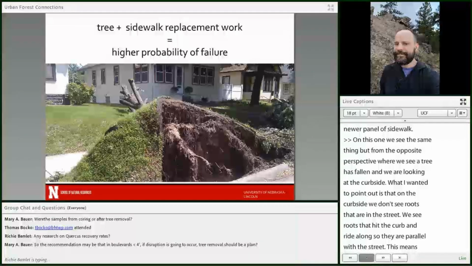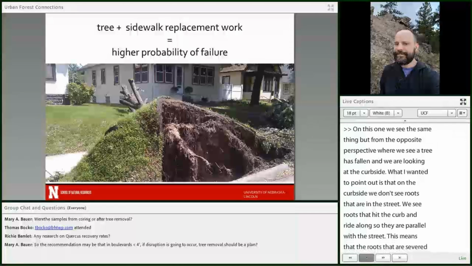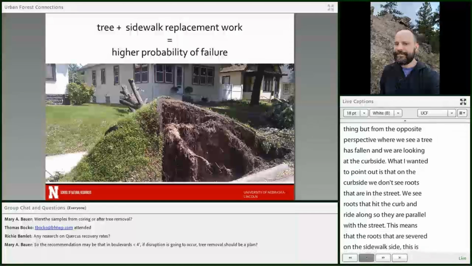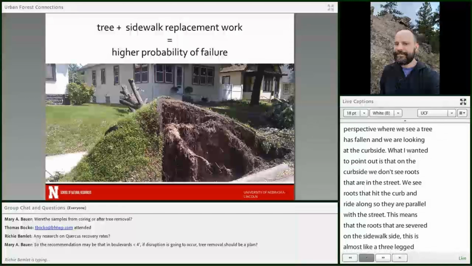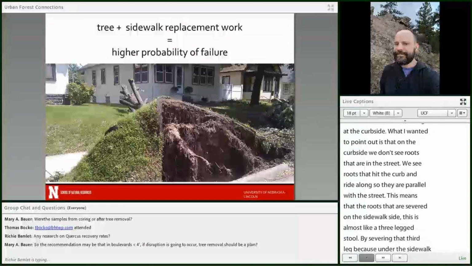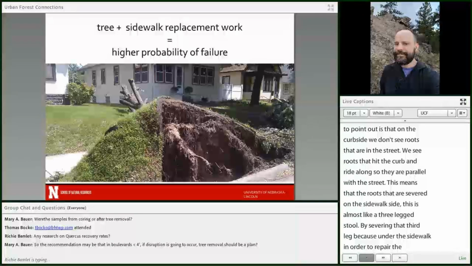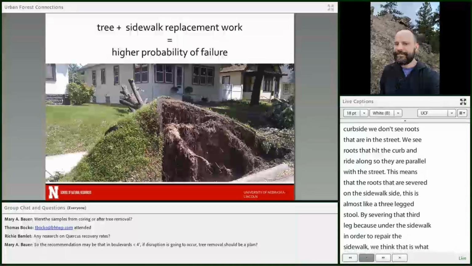This means that the roots severed on the sidewalk side are really almost like the third leg of a three-legged stool. By severing that third leg that goes under the sidewalk in order to repair the sidewalk, we think that's what really had a massive impact on the stability of these particular trees.